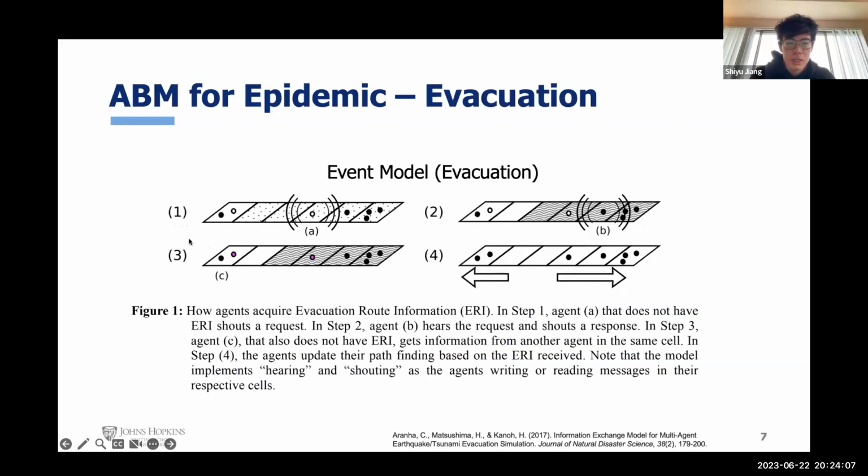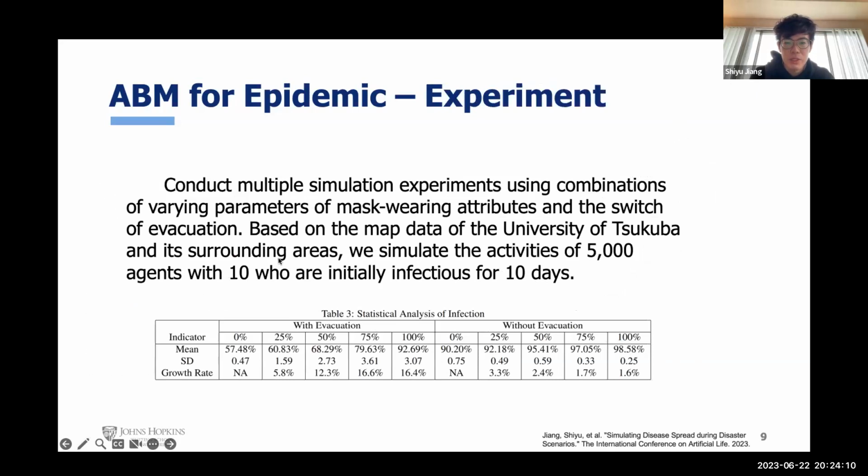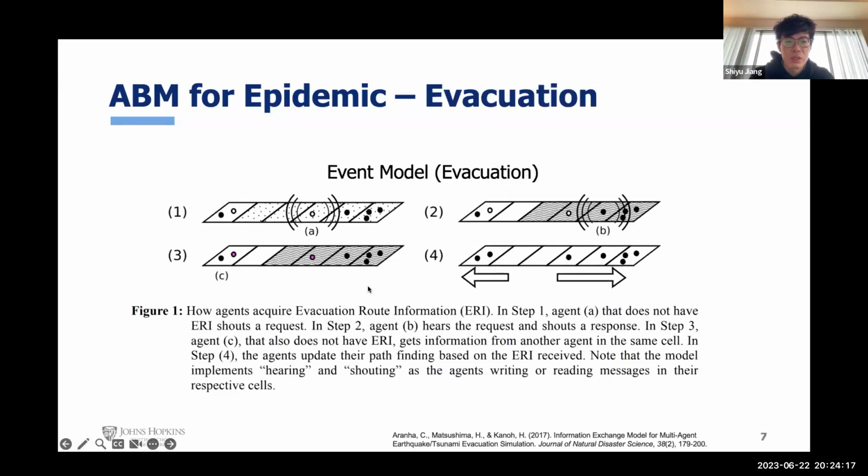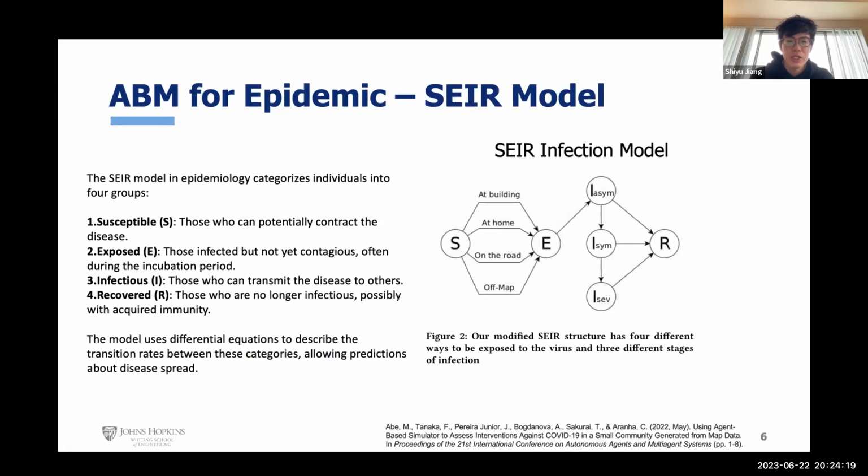First we can go back to here, so we can see the experiment. We have 5,000 agents with 10 who are initially infectious here. In this case, we are initializing 5,000 agents with two disease conditions. There are 10 agents initially assigned as exposed, and the rest of the agents are assigned as susceptible. So they will have parameters for their disease condition.